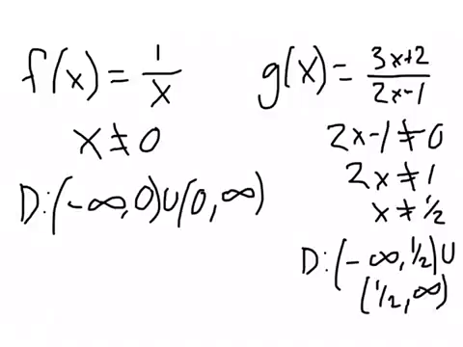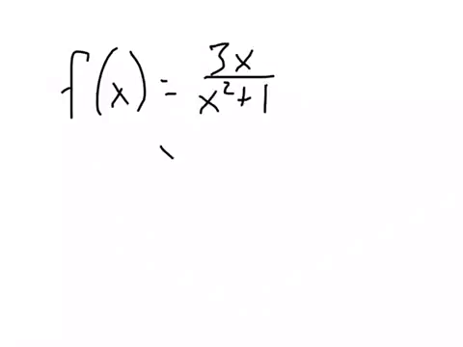The numerator, 3x plus 2, I never touched that. All I did is I took the denominator, the 2x minus 1, set that equal to 0. The numerator doesn't matter at all in terms of the domain. The numerator can be whatever the numerator wants to be. If I have 0 up there, that's fine. 0 divided by anything is 0. It's just when the denominator is equal to 0 that I have a problem.